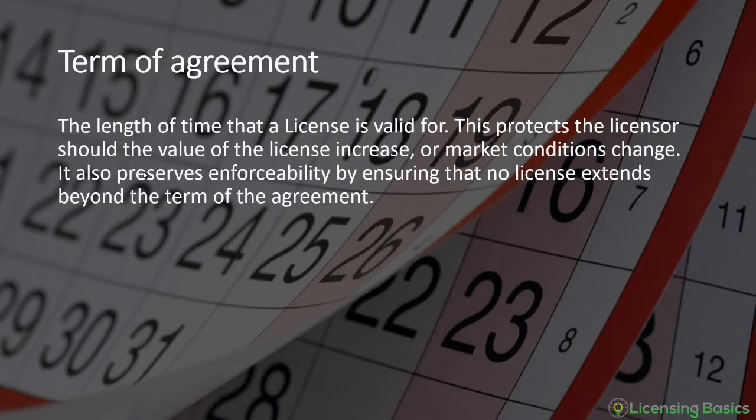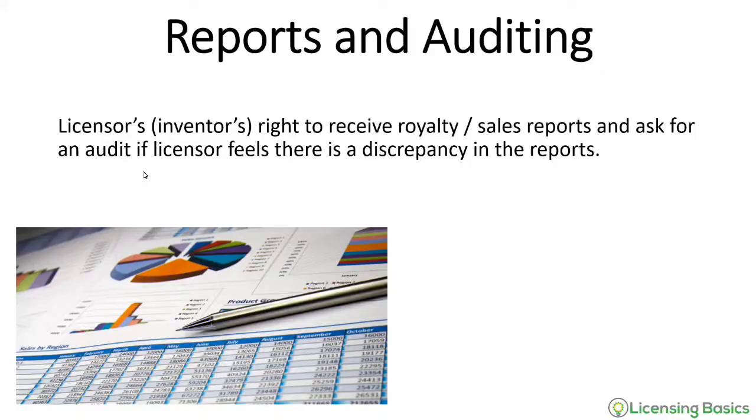Term of an agreement. The term of agreement is the length of time that a license is valid for. This protects the licensor, so the inventor, should the value of the license increase or market conditions change. It also preserves enforceability by ensuring that no license extends beyond the term of this agreement. Reports and auditing.